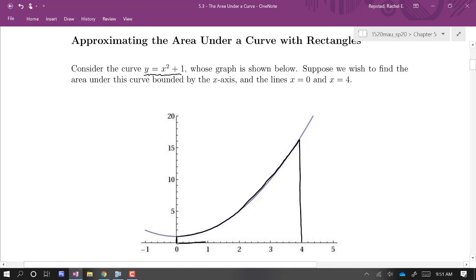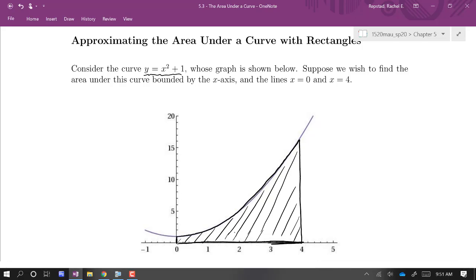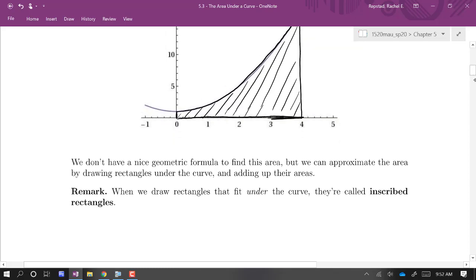Now, if this region were bounded by all straight lines, or maybe a combination of straight lines and perfectly circular arcs, we probably have some nice geometric formulas, but we're not really in that situation. It's just bounded by this curve, y equals x squared plus 1 at the top. So we don't have nice geometric formulas to find the exact area, so we're going to do the next best thing, and approximate it by just fitting some rectangles underneath.